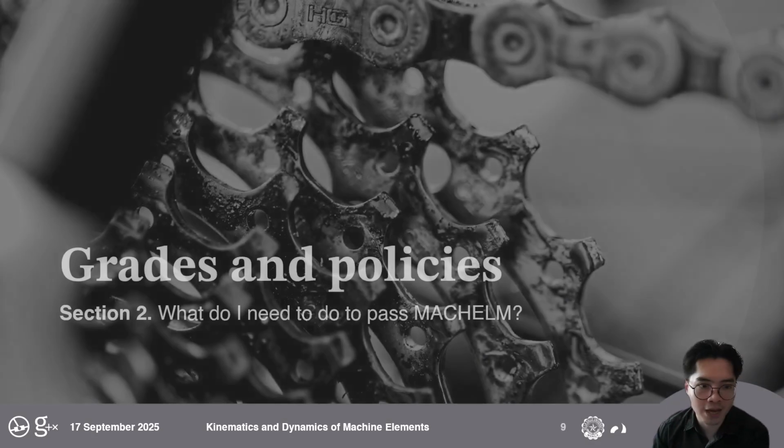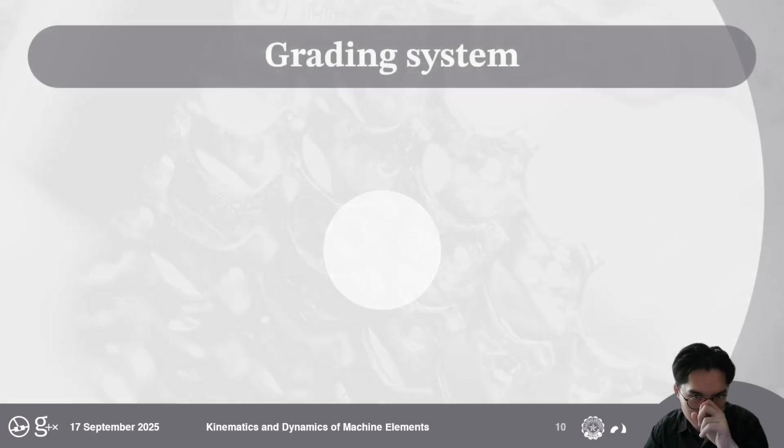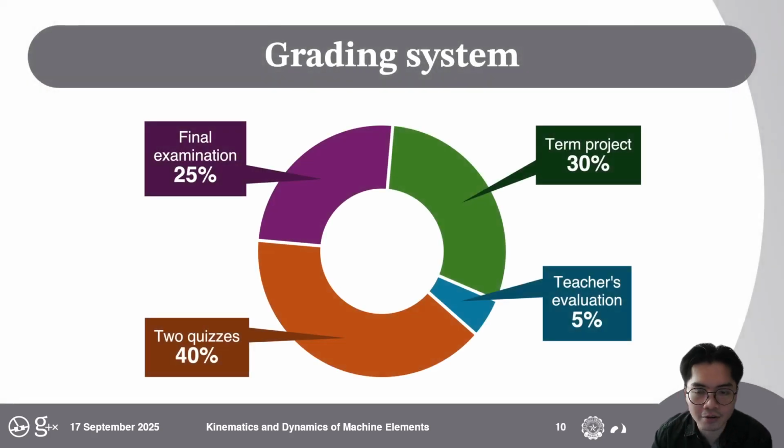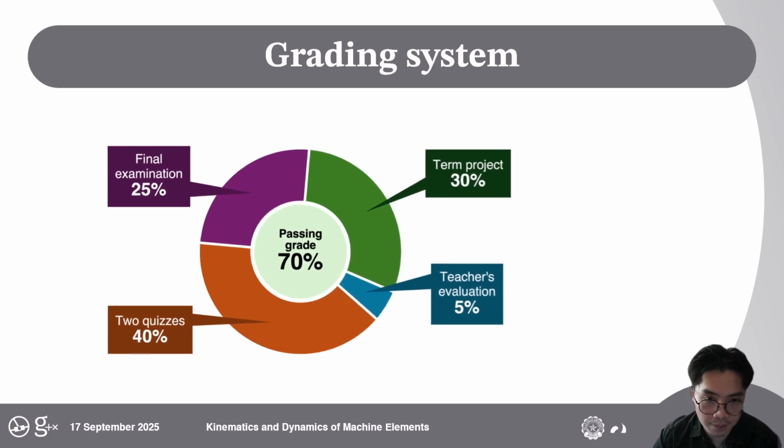All right, now for the grades and policies, right? Here is our grading system, right? Only 4 things in here. And as you can see, they are very hefty. We have 2 quizzes, a final exam, your term project, and a teacher's evaluation, right? And because this is an ME major, even though it's only 2 units, your passing grade will be 70%, right?